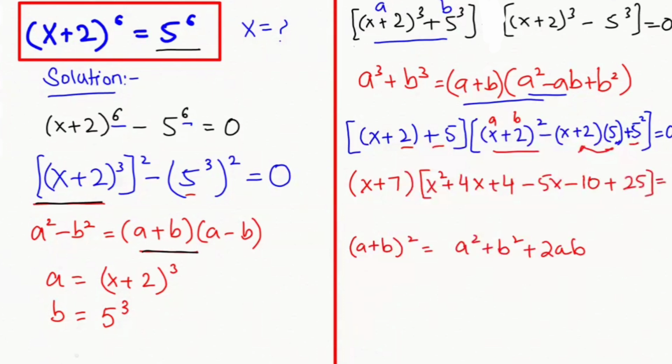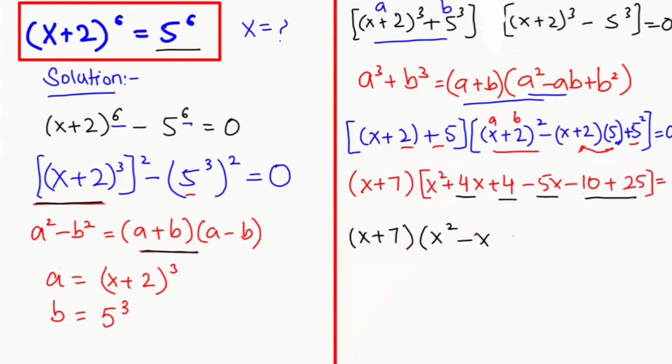Now I will solve the like terms here. (x+7)(x^2, and so here I will get the minus x, and here this and this I'm going to solve. So minus 10 and plus 4 is equal to minus 6, and 25 minus 6 is equal to positive 19) = 0. Now here we get the two solutions. x + 7 = 0 here, so x = -7.